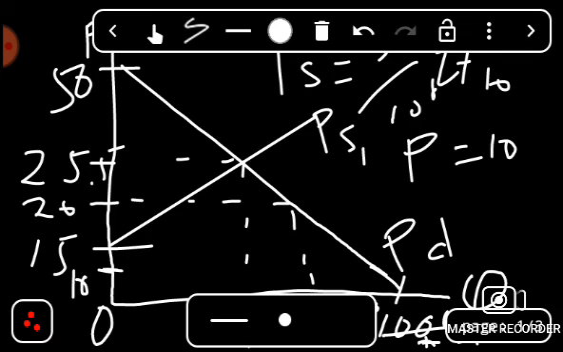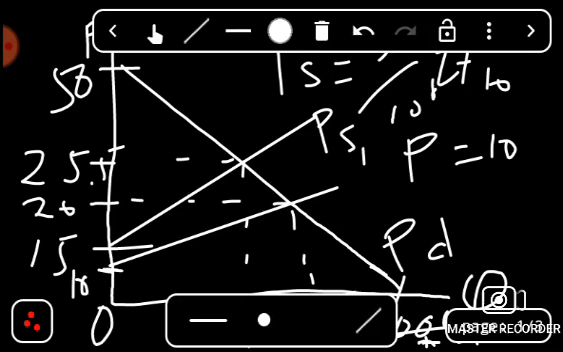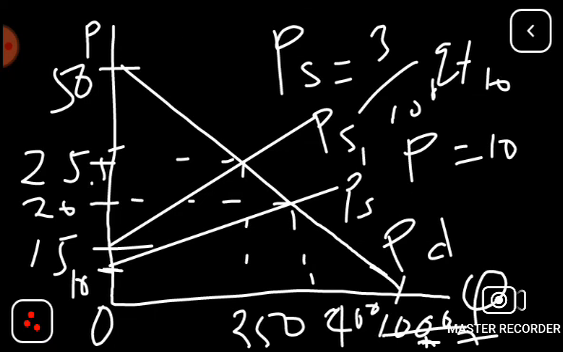So what we're going to do here is just draw our new supply curve, and we shall name it PS2. So you have shown that on a graph. You've shown the effect of subsidy on the graph.